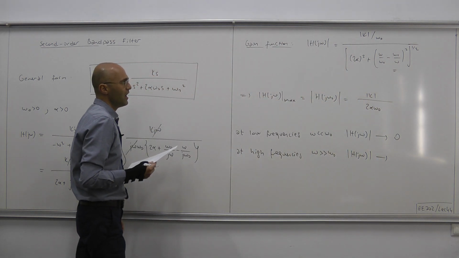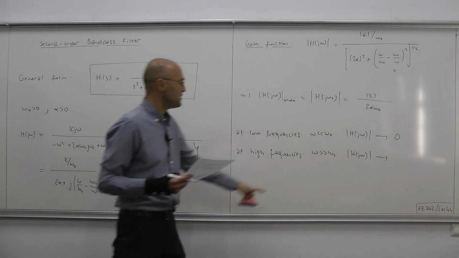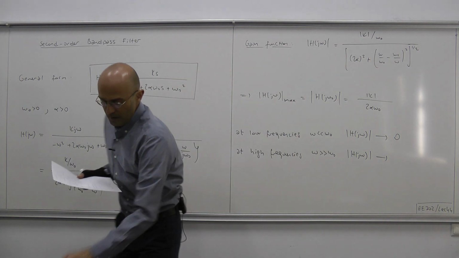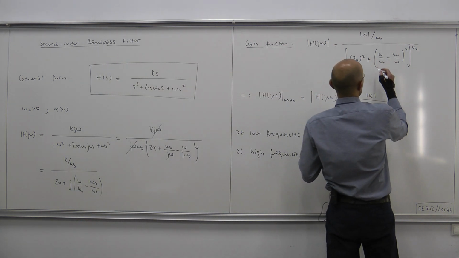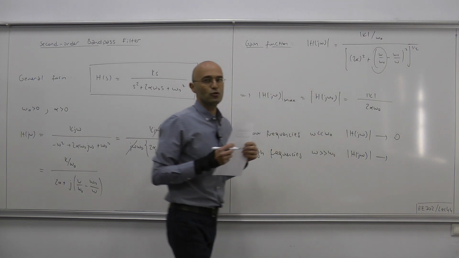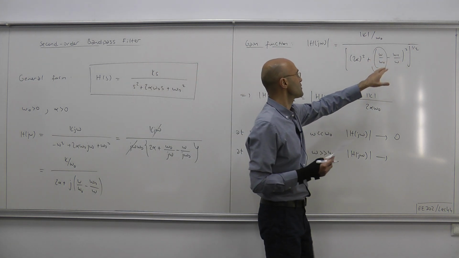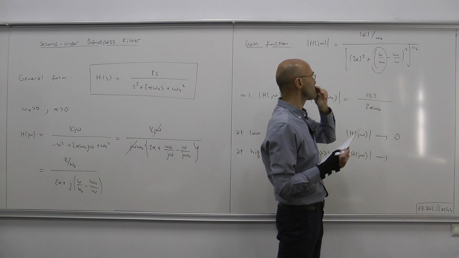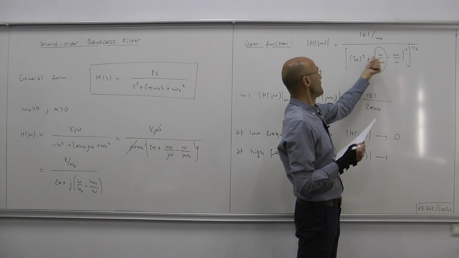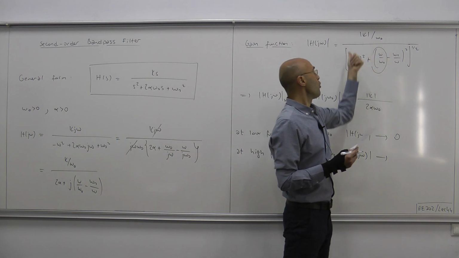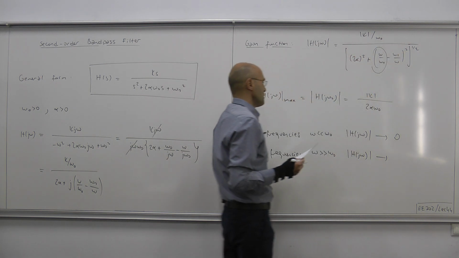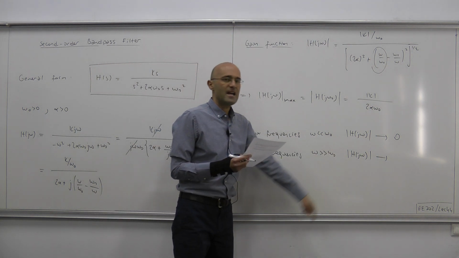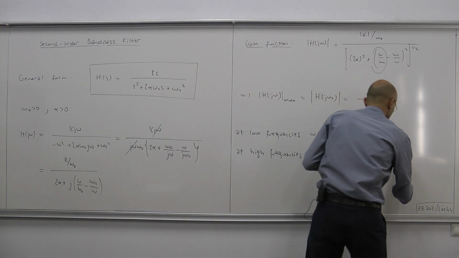Now what happens at high frequencies? When omega is significantly larger than omega 0, this time, this is the dominating term. Omega is very large, so we can forget about the remaining two terms in the denominator. If this thing is very large, then since it appears in the denominator, the overall thing is very small. So we see once again that at very high frequencies, the gain tends to 0 once again.